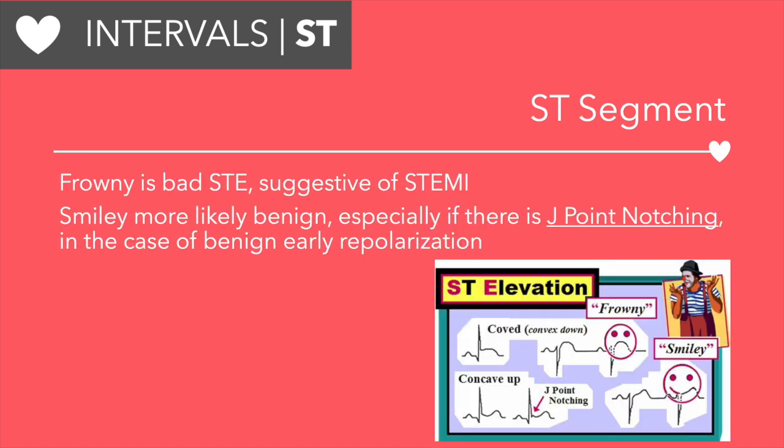When the ST segment looks frowny, it's sad, because it's bad and is suggestive of STEMI. Smiley is more likely benign, especially if there's J-point notching, in the case of early benign repolarization. J-point notching is depicted here, where the J-point notches.